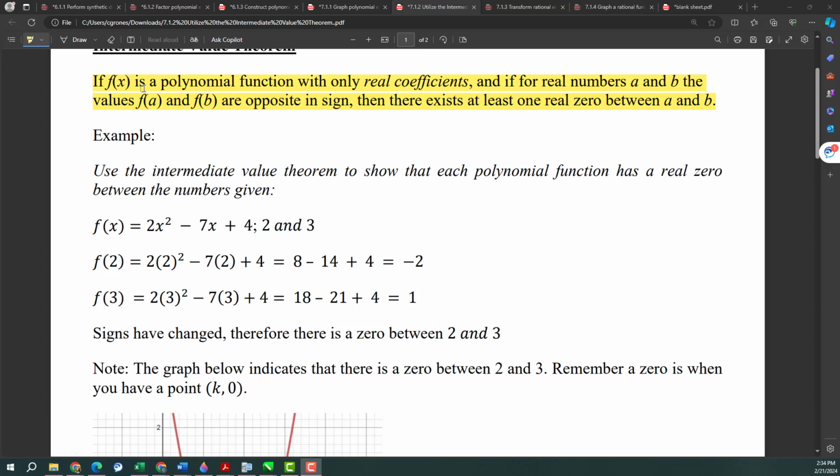So it says up here, if for real numbers a and b, the values of f of a and f of b are opposite in sign, then there is at least one real zero. So the f of 2 equals -2, so we know that there is a zero between 2 and 3.